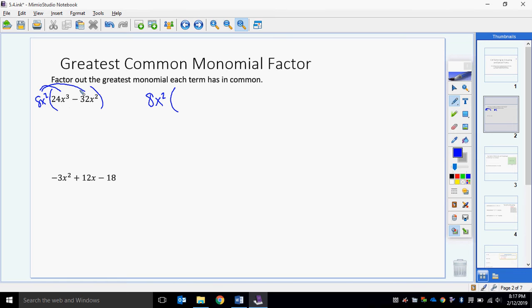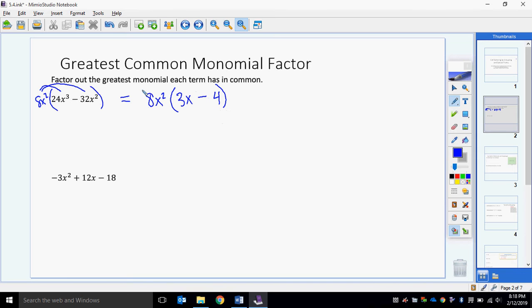Now what's going to be left? Well, when I take an 8 out of 24, I'm left with a 3. 24 divided by 8 is 3. When I take an x squared out of an x cubed, I'm left with one x. Okay, then I have my minus sign. When I take an 8 out of a 32, I'm left with a 4. And when I take an x squared out of an x squared, I don't have any more x squareds left.